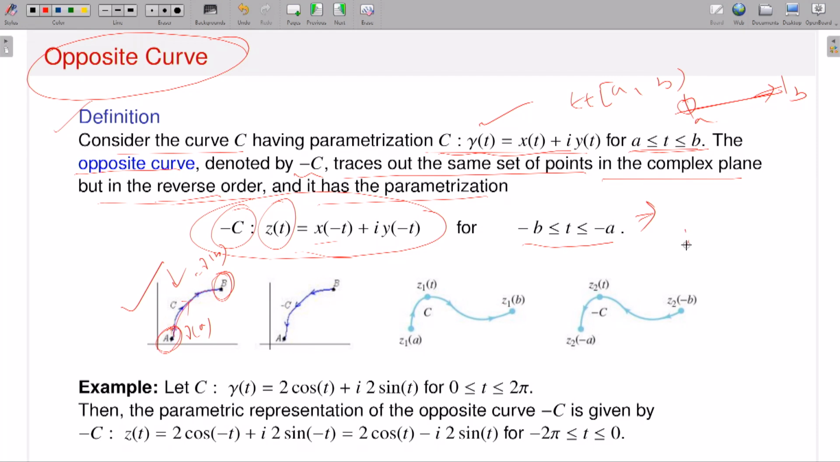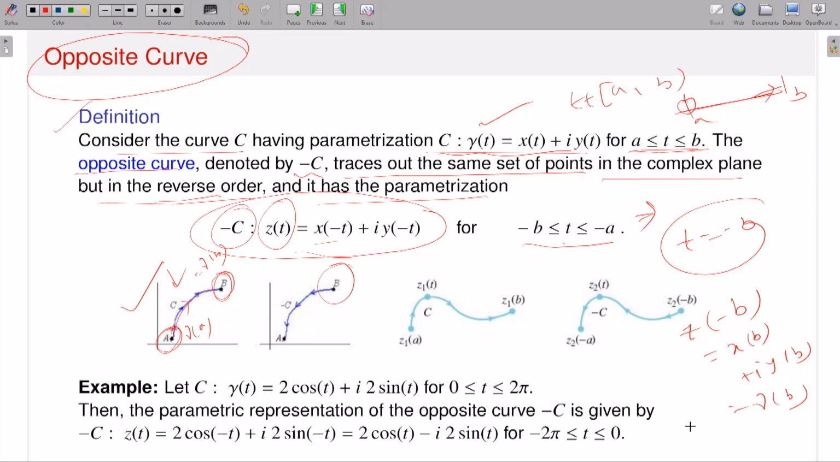Now look, if I take t equal to minus b, then what is the value of z, the parameterization z of minus b? If I say this is nothing but x_b plus i y_b, because this is minus of t, now x_b plus i y_b, what is this? This is nothing but gamma of b. So that means I start with t equal to minus b, the left hand point, I'll start with the point capital B.